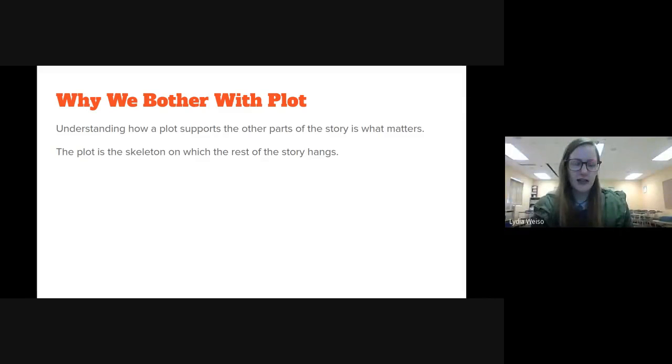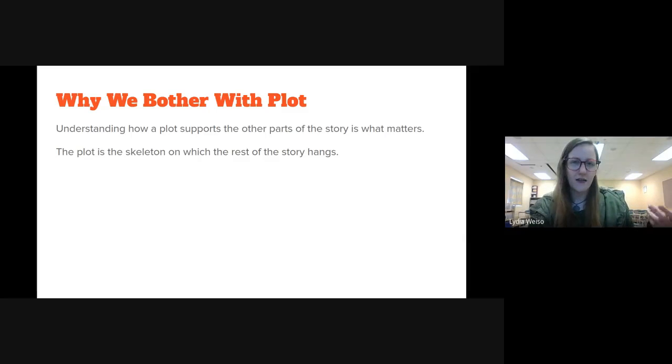Now, plot I described on Monday. Understanding how a plot supports the other parts of a story is what matters. Understanding how the author can sometimes play with the plot. Like in The Sniper, the story just kind of ends, right? We don't really get a full resolution to the story. At the end of The Sniper, the main character comes down to the street and rolls the body over of the other sniper, discovers it was his brother, and then what? Right? It's kind of a cliffhanger.